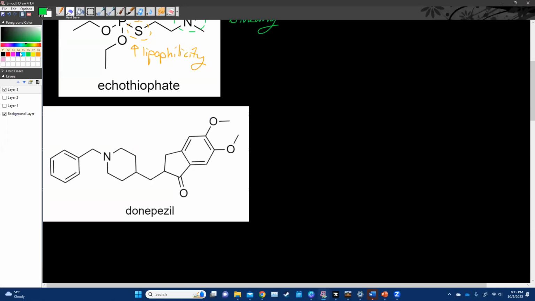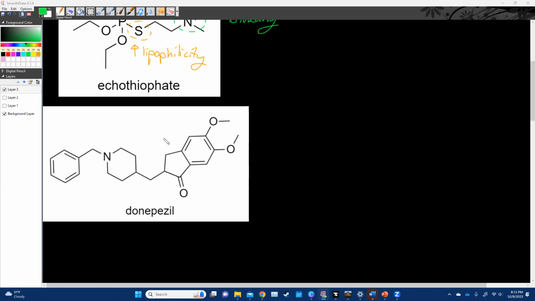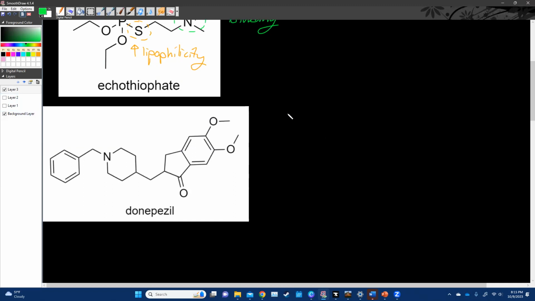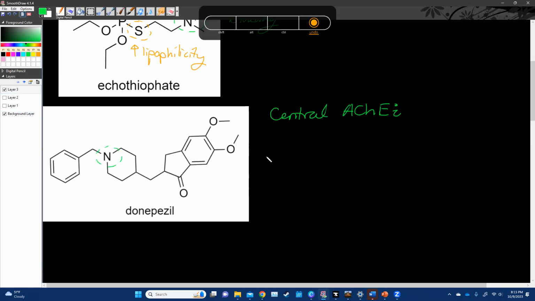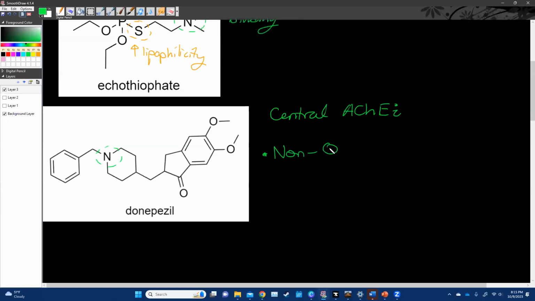Donepezil, same thing, has the same N aryl group oxygen backbone. But donepezil specifically is a central acetylcholinesterase inhibitor. So we have no quaternary ammonium. So we're able to enter the circulation.